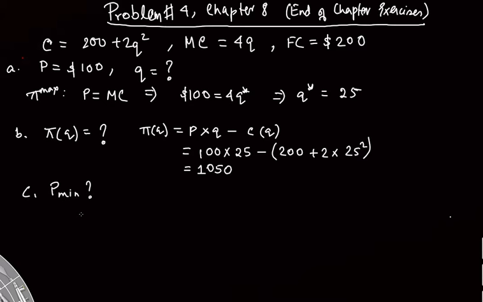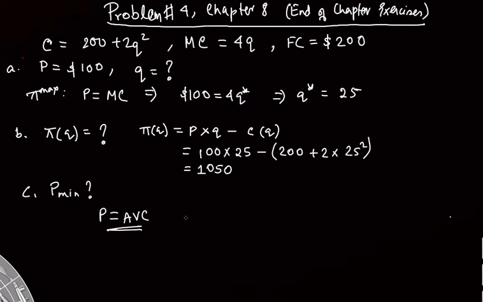The third part asks what is the minimum value that the price could take. How low can the price fall? Okay, so we know from the previous short-run equilibrium analysis that P has to be at least AVC. P cannot fall below AVC because this is the shutdown point. That means if we know what AVC is, we know what the minimum value of P is.